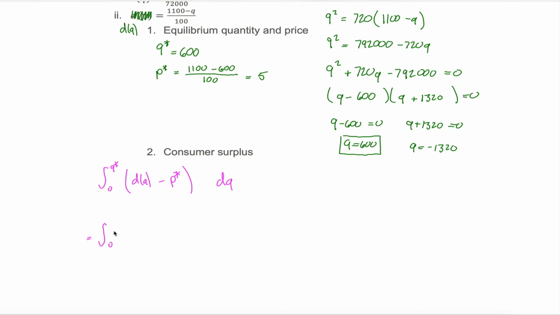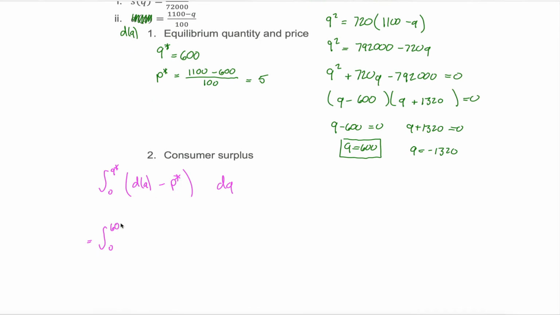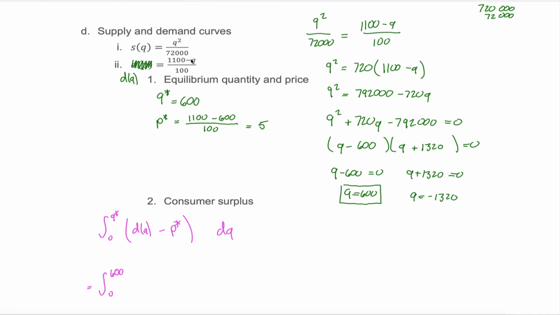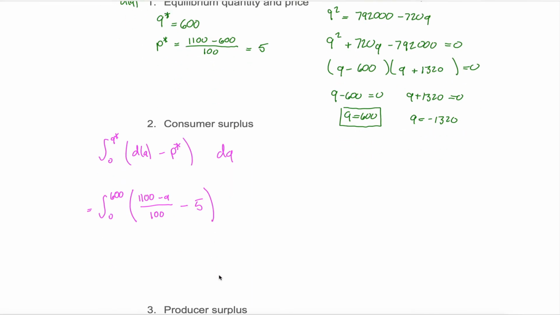The nice thing is we have values for all of these different symbols. We want the integral from 0 to Q star. A minute ago we figured out Q star was 600, so it's the definite integral from 0 to 600 of D of Q. Our demand function was given to us right here. It's (1100 minus Q) divided by 100, minus P star, a number that we figured out up here, is equal to 5. This is the expression we'll need the antiderivative of because that's the definite integral that we want to evaluate, so we toss our dq at the end.